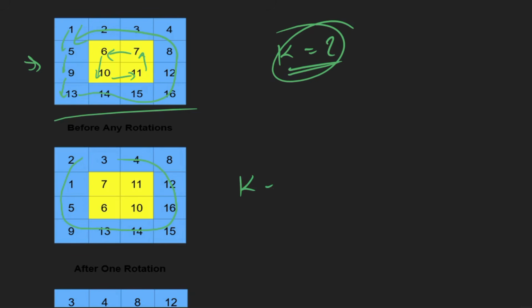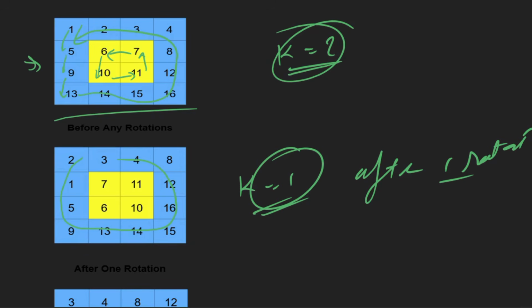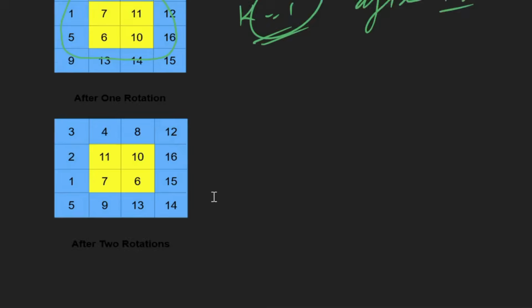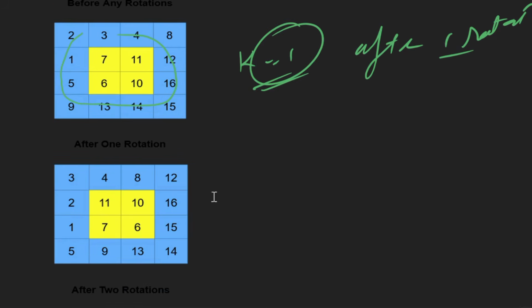So see, this is after one rotation, but we have to do the rotation 2 times. So again we rotate this matrix now. If we again rotate the matrix, we'll get this matrix, and this is our answer. So we return this matrix.